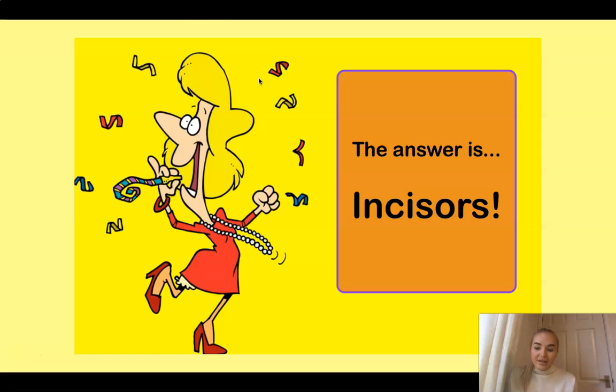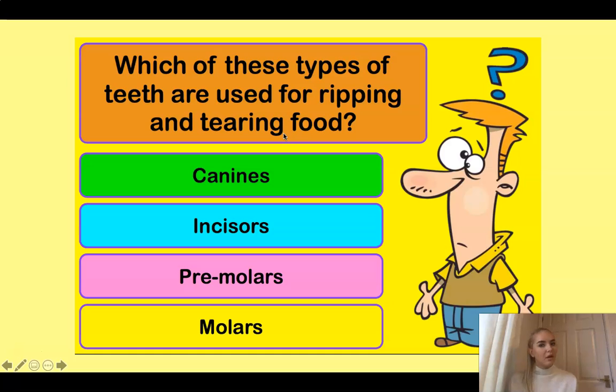So our incisors break and rip food. Well done. Now, which of these types of teeth are used for ripping and tearing food? Is it our canines, incisors, premolars, or molars? We know it's definitely not incisors. Which one is it? Lock in your answers. Tell me in 3, 2, 1.